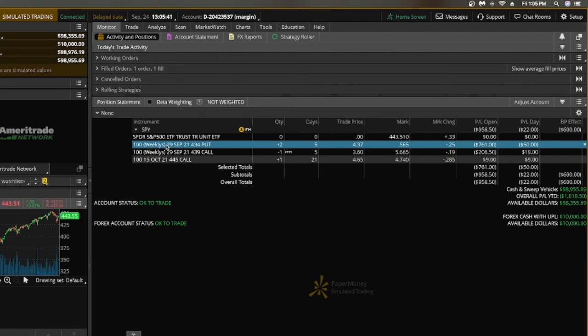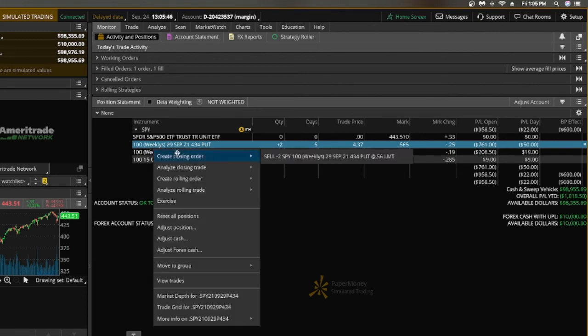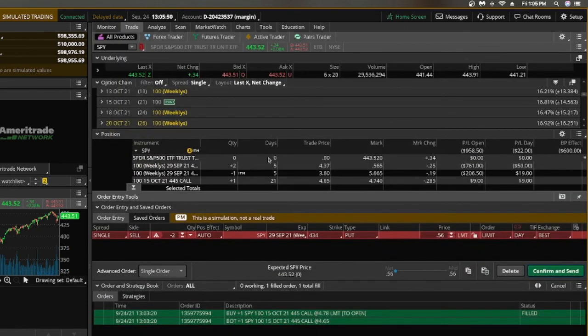So to exit the trade on something that you bought, you need to do something called selling to close. So I'm going to create a closing order. Let's create this closing order. And I have two of the contracts on this one. So I'm still on one side of the spread here. There's no real spread. It's just selling contracts. I'm selling two because that's how many I have. That's the correct date and strike. And the type is a put.